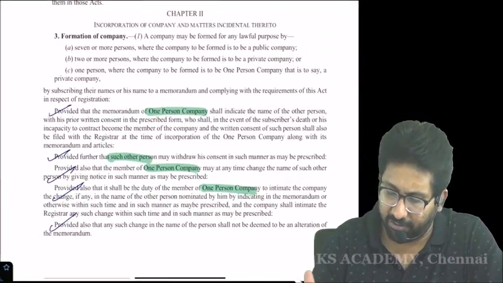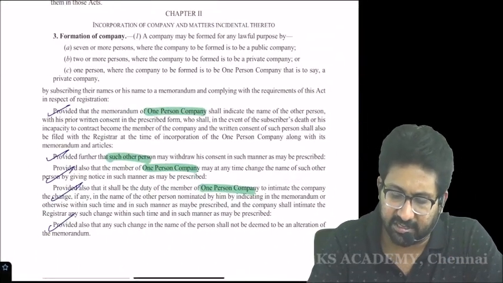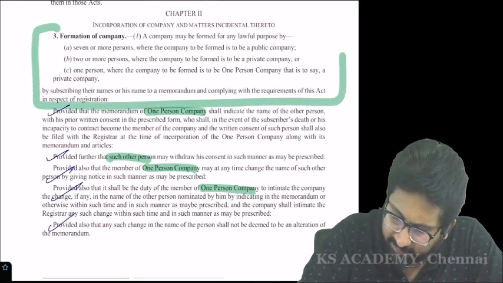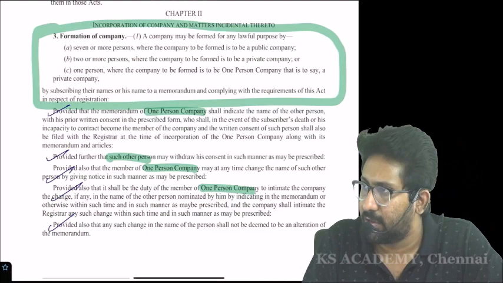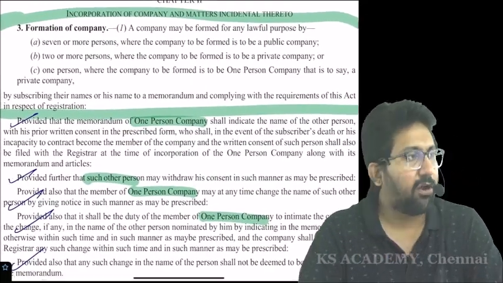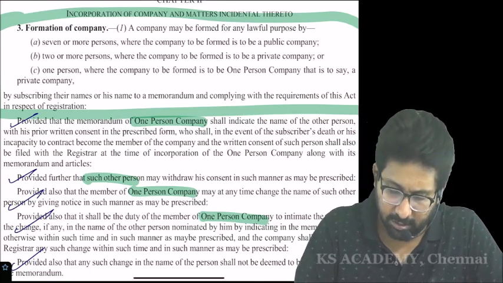So as of now, we are going to discuss only the first part of section 3. From here to here only we are going to cover now. Let us start reading the provision. Formation of a company. Read.